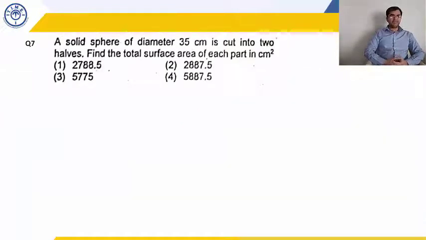This is question 7 from your handout. A solid sphere of diameter 35 centimeters is cut into two halves. Find the total surface area of each part. Please take 30 seconds to solve this.